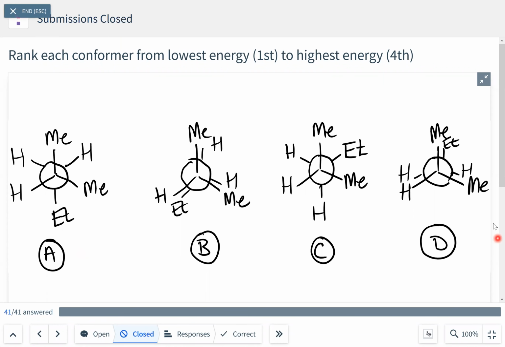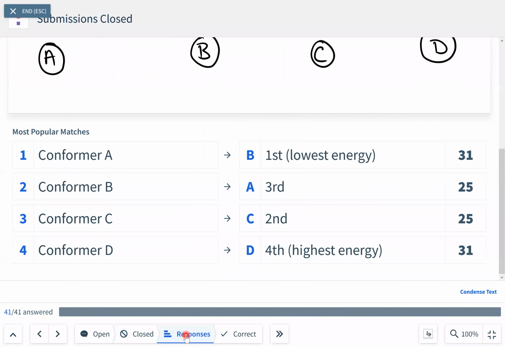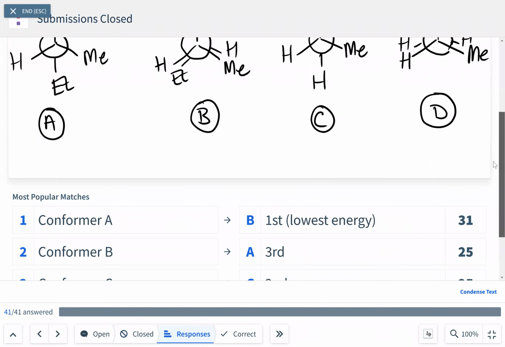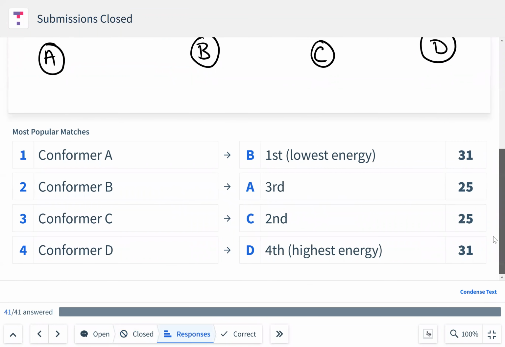So what did everybody put here? Conformer A being the lowest and conformer D being the highest, with B being third and C being second. Those are the most popular answers.